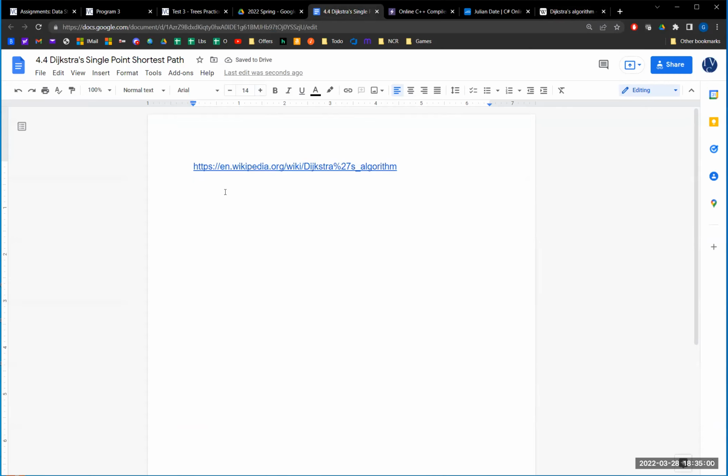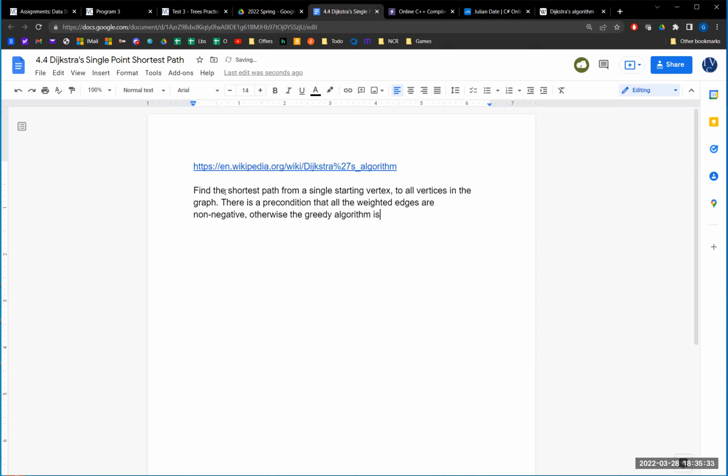All right, so what we're trying to do is find the shortest path from a single starting vertex to all other vertices in the graph. There is a precondition that all the weighted edges are non-negative. Otherwise, the greedy algorithm is not going to work.